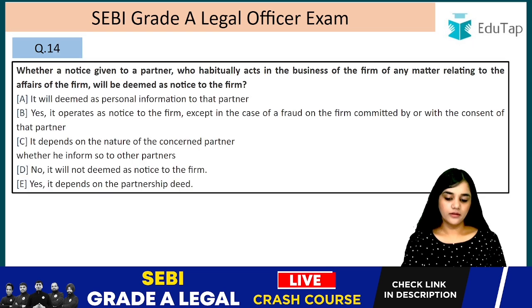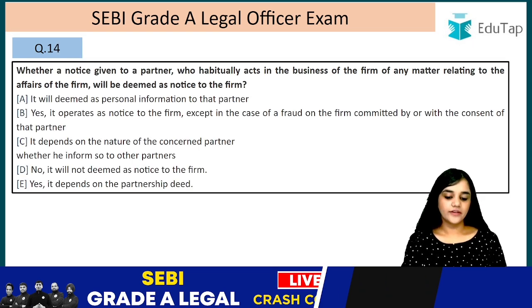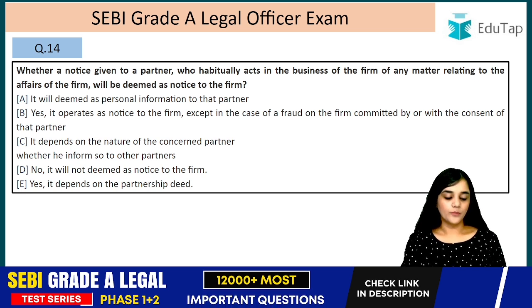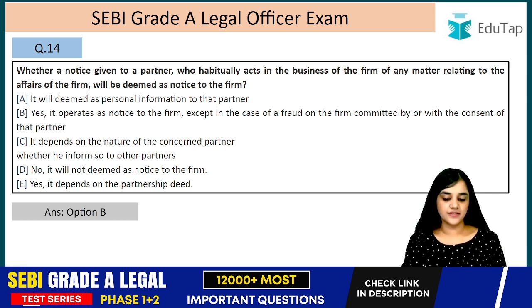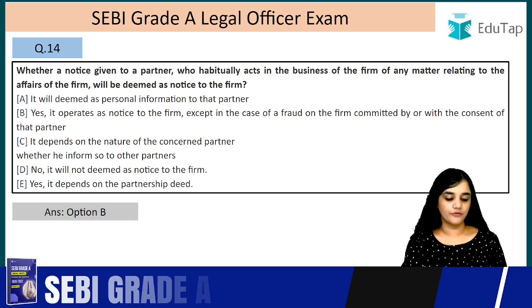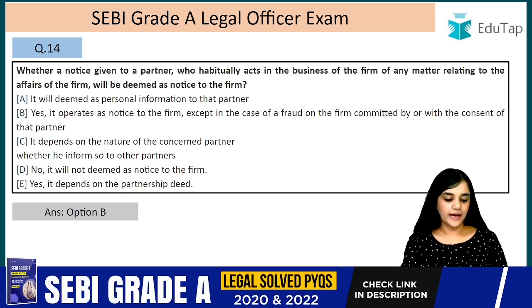Question number 14. Whether a notice given to a partner who habitually acts in the business of the firm of any matter relating to the affairs of the firm will be deemed to be notice to the firm? The answer is yes. It operates as a notice to the firm except in the case of a fraud on the firm committed by or with the consent of the other partners.